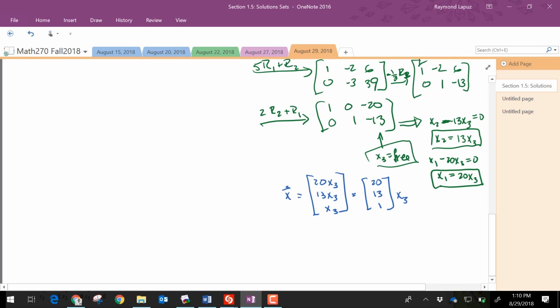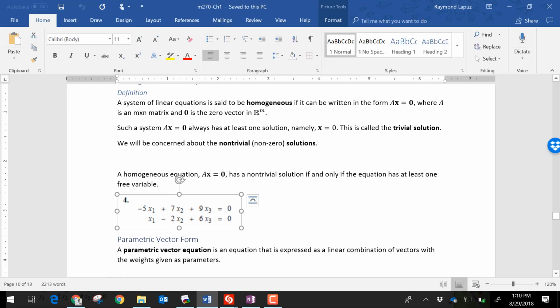Okay, so writing your solution in this way is called a something. I can tell you what it is. It's parametric vector form. Vector parametric. I might as well just look since the answers. Parametric vector equation. Yes. Thank you.